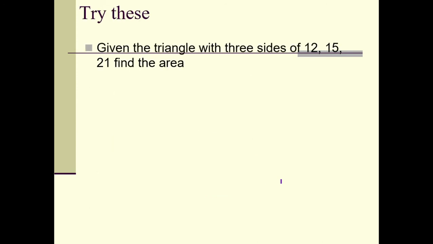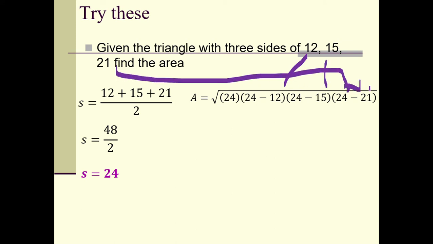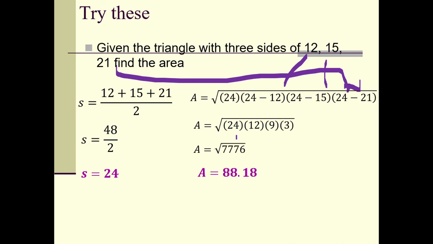Isa naman ulit. Paano naman tayo 12, 15, and 21? So, we have 48, so 24 naman. Kinuha natin 24, 12, 15, and 21. Pag kinuha natin yan, multiply 7,776, we have area of 88.18. Okay. Dyan natatapos yung ating lecture sa cosine law and sine law.